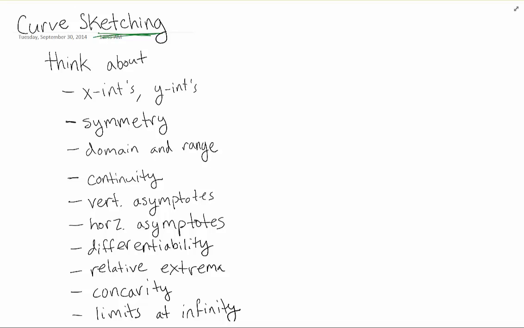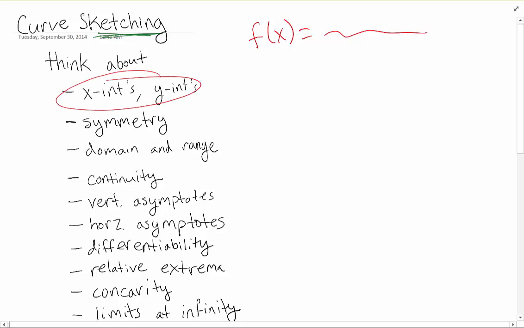Alright guys, so we're going to talk about curve sketching. The keyword here is sketching. This is when we're given a curve like f of x equals whatever, and we have to then sketch it out. So things to think about: x-intercepts and y-intercepts are really important.